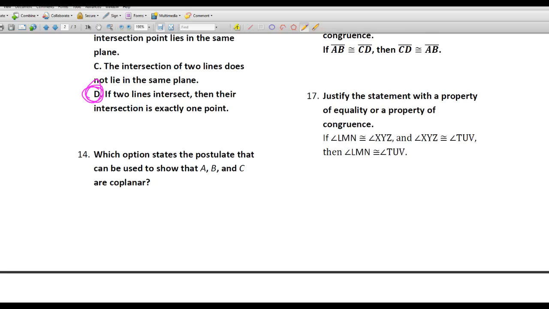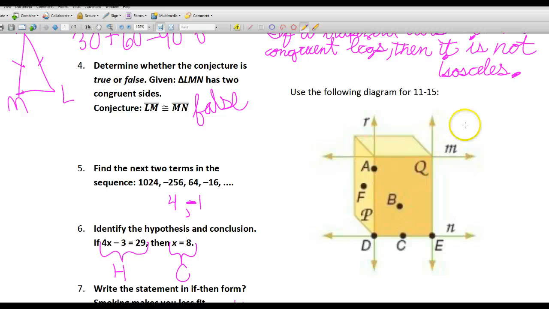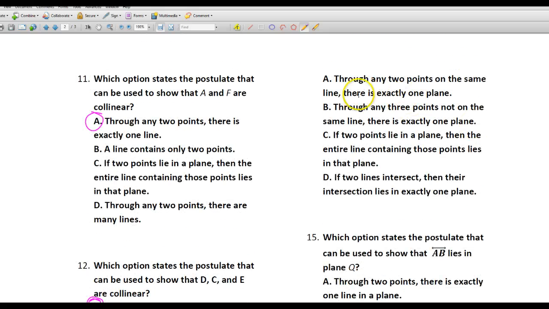Okay, number 14, which option states the postulate that can be used to show that A, B, and C are coplanar? So A, B, and C, they are non-collinear points. They're not all on the same line, and we know that through any 3 non-collinear points, there will be a plane that goes through them, so they will be coplanar. Through any 3 points not on the same line, so that is non-collinear, there is exactly one plane. There we go, B.